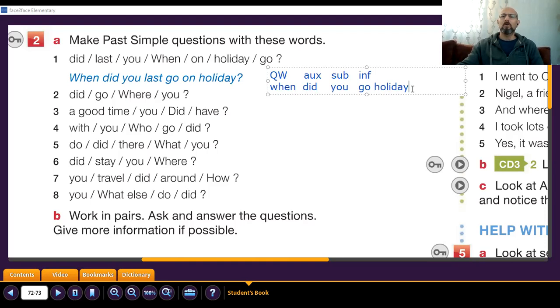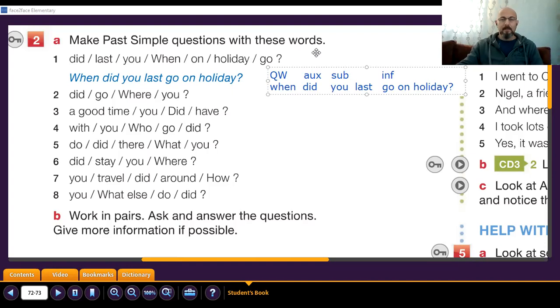When did you go on holiday? But Mr. Nasser, you forgot last. When did you last go on holiday? It's a block, it's always like this: the last time you did something. So you always say, when did you last go? When did you last read? When did you last watch? When did you last eat? When did you last drink? So it's a block.